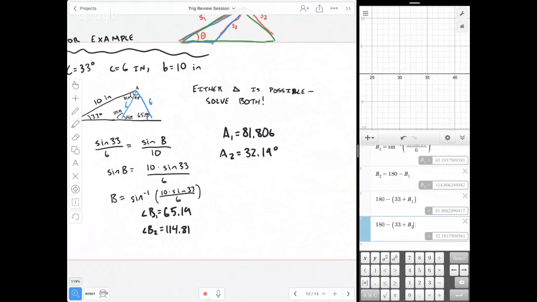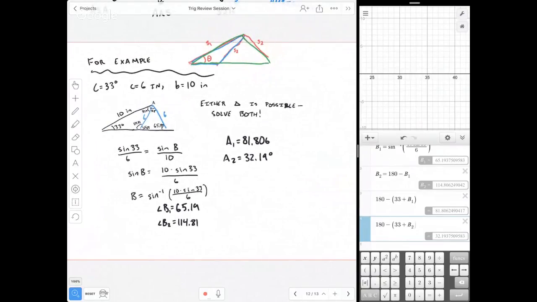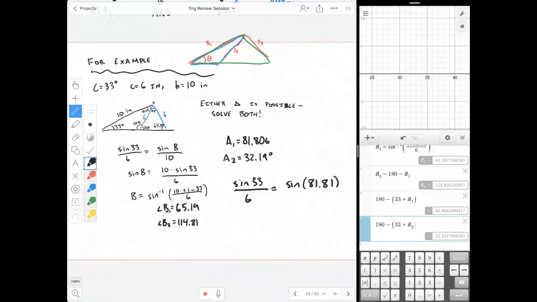And then the last thing I need to solve for is side C. So I know that sine 33 over 6 will equal sine of 81.81 over side C. So C equals 6 times sine 81.81 over sine 33.